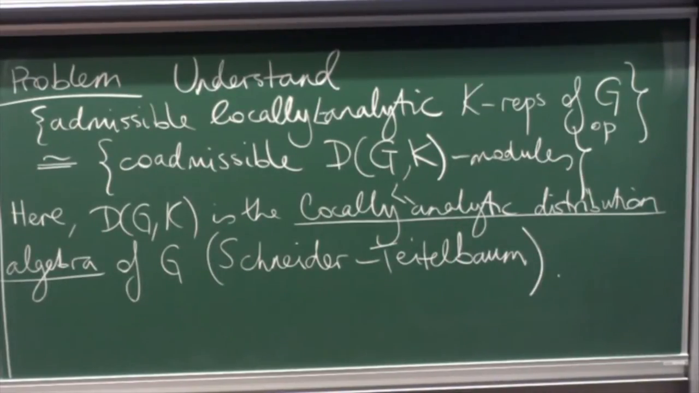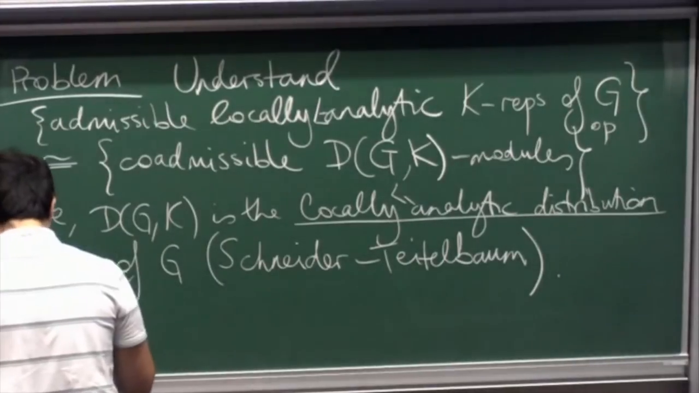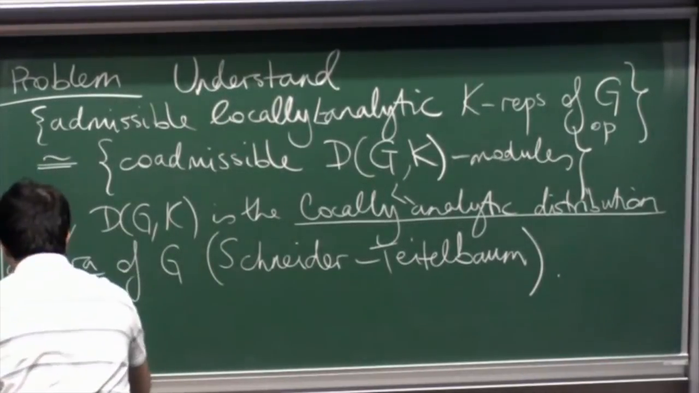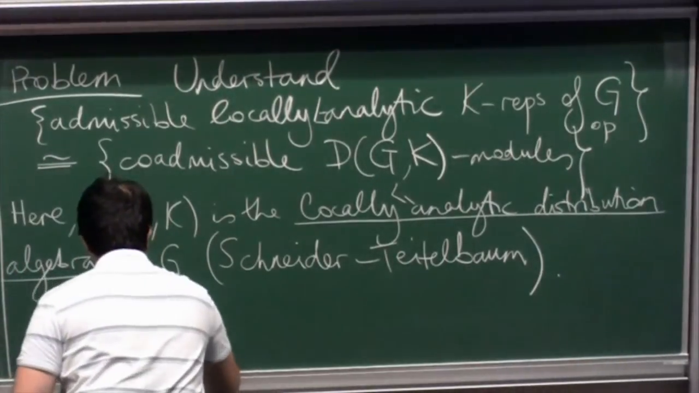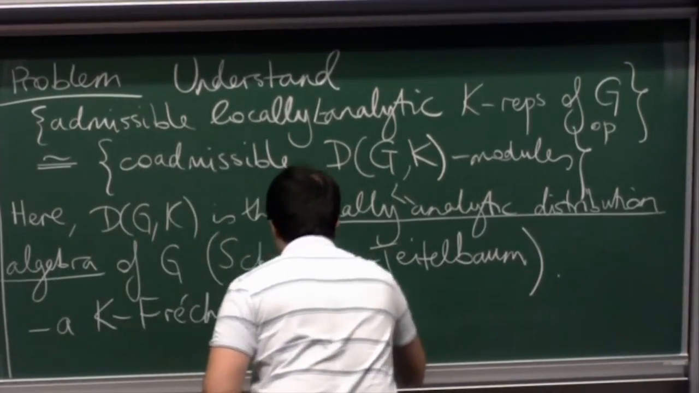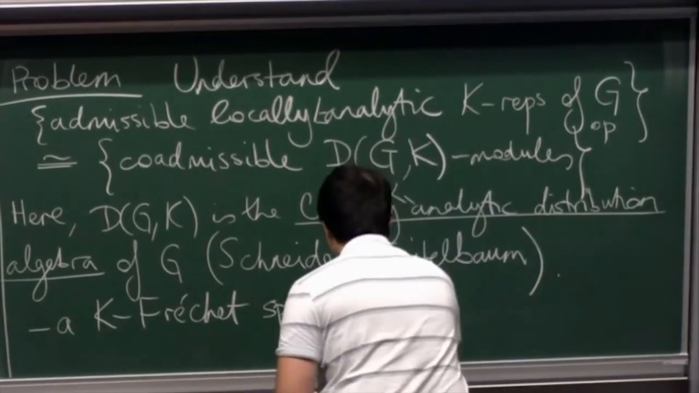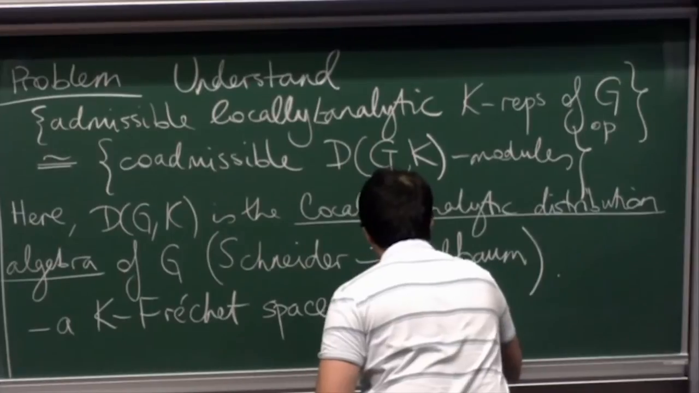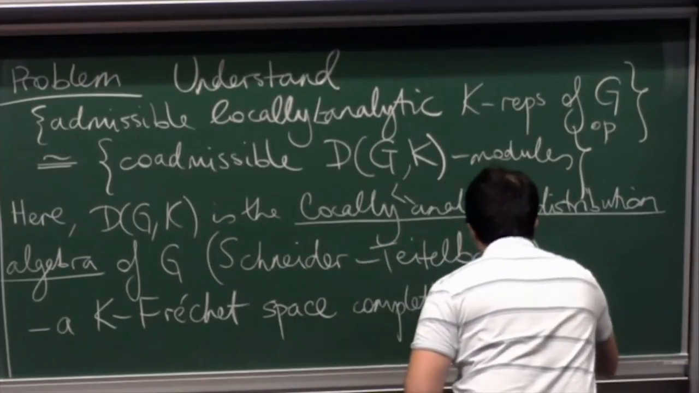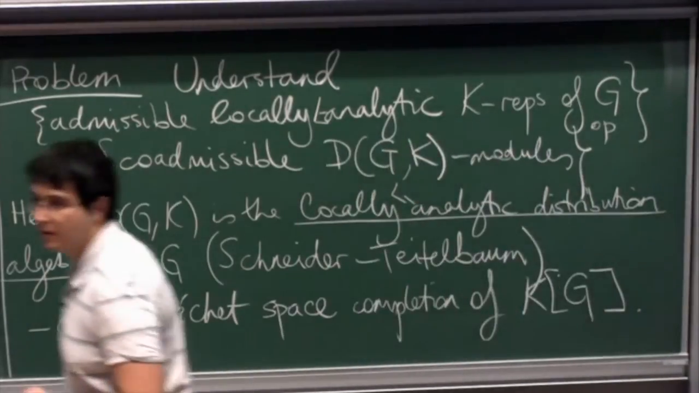You will see the flavor of it in what follows. Whatever it is, it's a Fréchet space over the ground field K, and it contains the abstract group ring of the group G inside it.